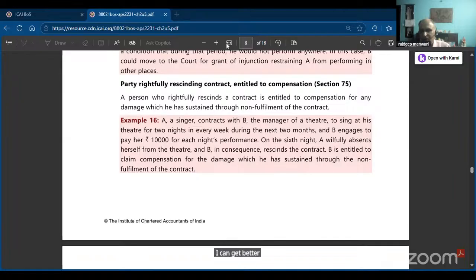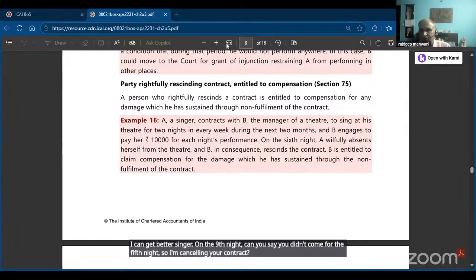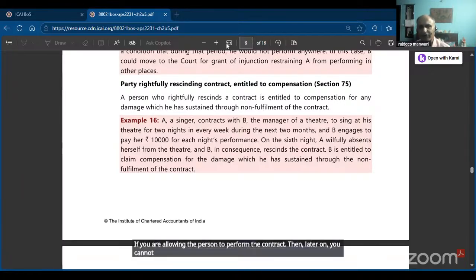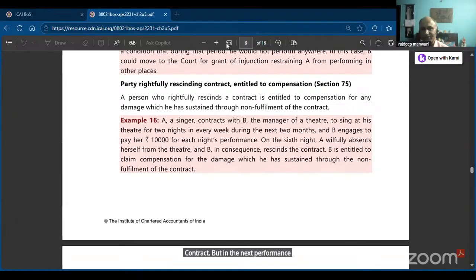On the ninth night, can he say, you didn't come for the fifth night, so I'm cancelling your contract? No, sir. If you're allowing the person to perform the contract, then later on you cannot rescind the contract. You cannot cancel the contract. But in the next performance itself, if you want, you can cancel the contract and tell her now you don't have to come for my performances.